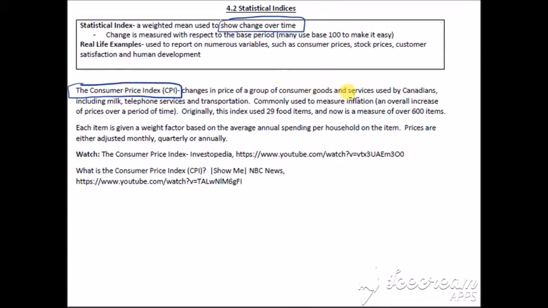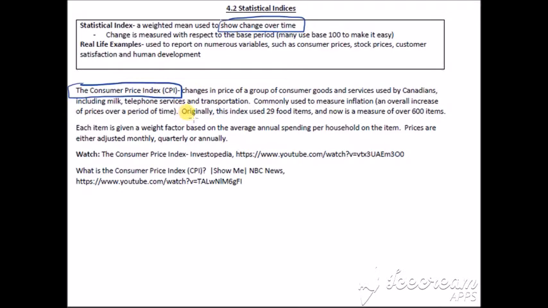So this is just consumer goods and services used by Canadians. For example, it includes milk, telephone services, transportation, but it's like a huge pot of different things. The CPI is commonly used to measure inflation, so an overall increase of prices over a period of time.